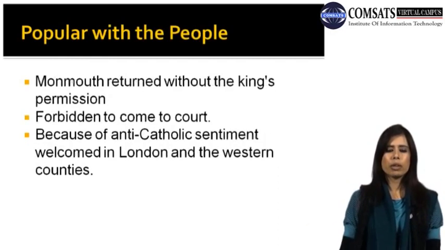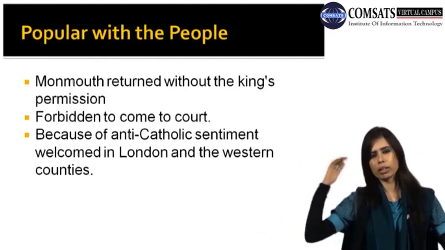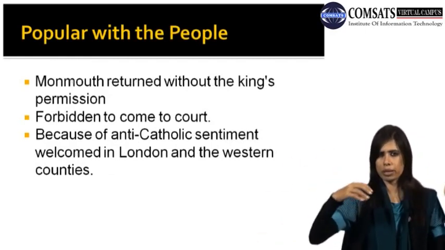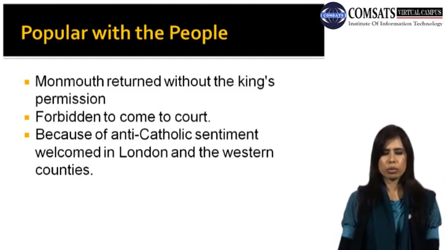Popular with the people, Monmouth returned with the king's permission. He came back to Britain again with the king's permission, and the king was Charles. Forbidden to come to court because of anti-Catholic sentiment, he was welcomed in London and the western countries. So basically this was the point.